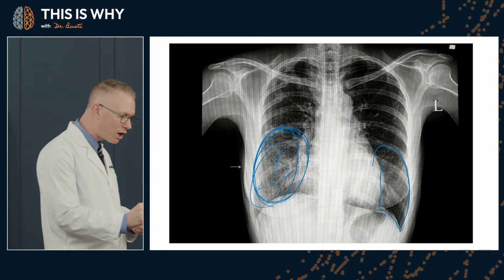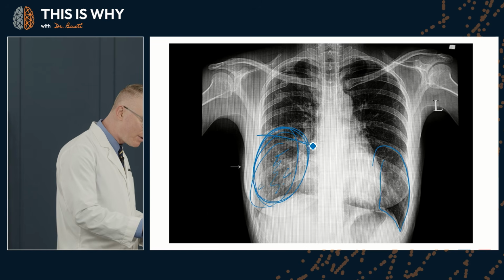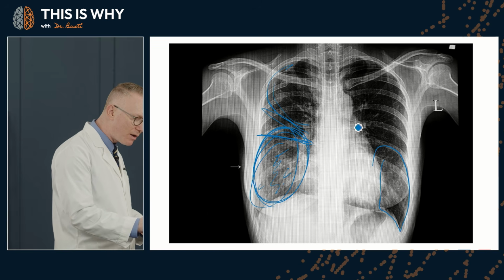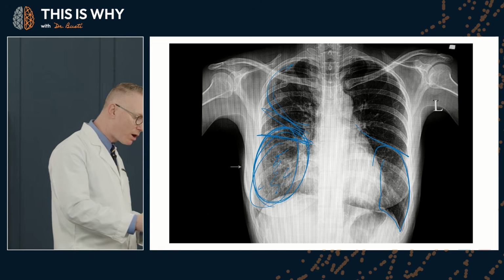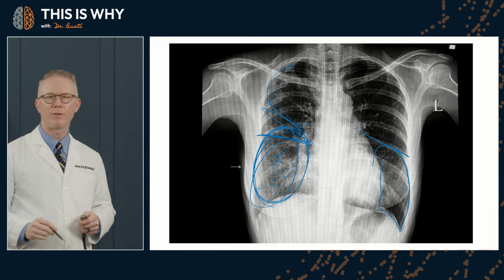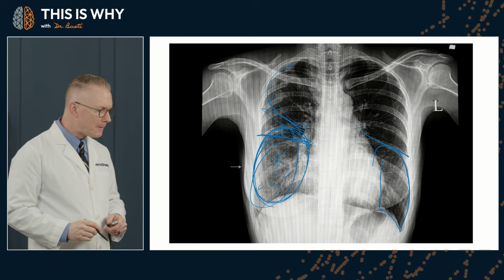That would be the right lower lobe. The right middle lobe is kind of in this area, and then the right upper lobe is here. The left lung only has two sections. So the right lower lobe, that would be indicative of what that would somewhat look like.